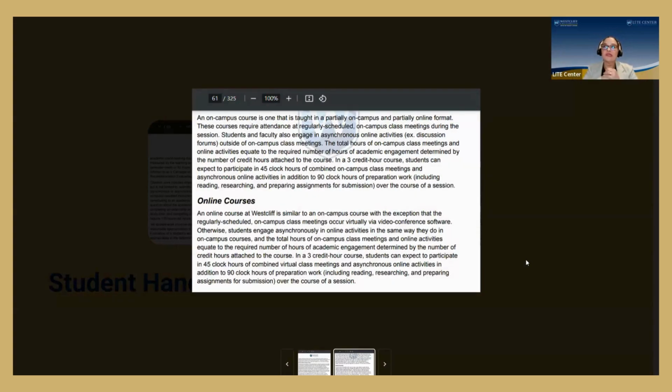Here, on the same page 61, it also mentions online courses. So regardless of the modality you're teaching, by the student handbook and the rubrics, students need to come prepared to class to be able to earn all the credit hours that your course has. Any questions?